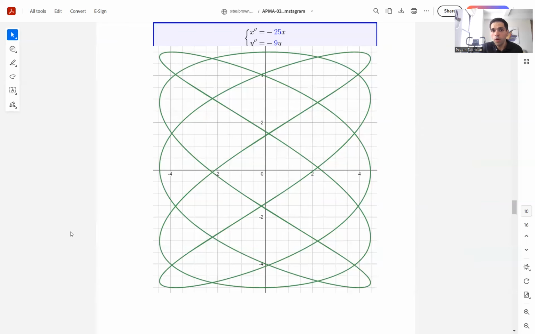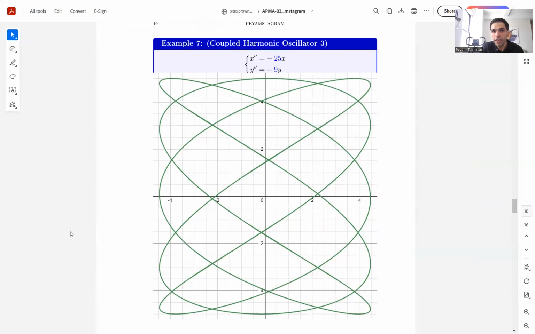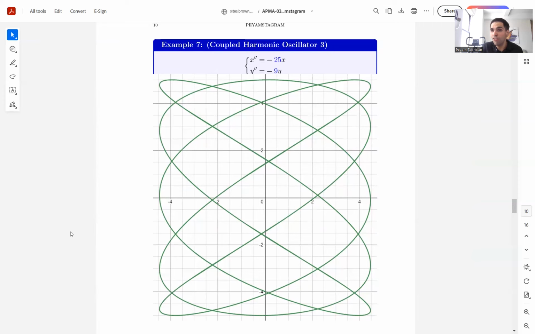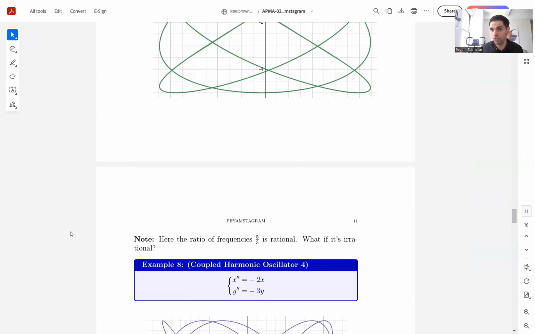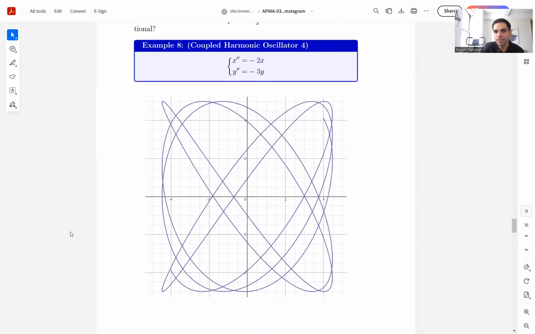But notice what happened here. If you take 25 over 9 and take the square root, it's still a rational number. And the question is, what if we change it to something irrational? So take x double prime is minus 2x and y double prime is minus 3y. Then square root of 2/3 becomes irrational.